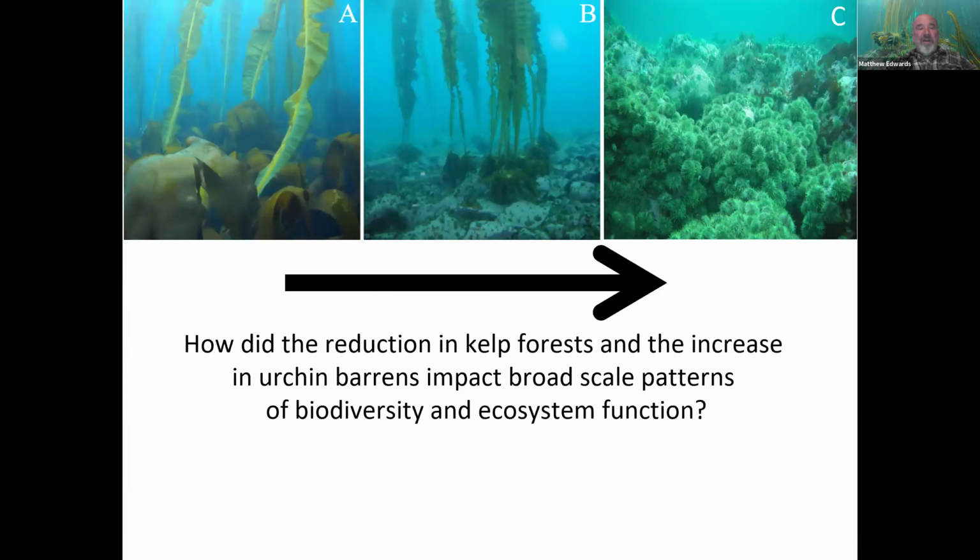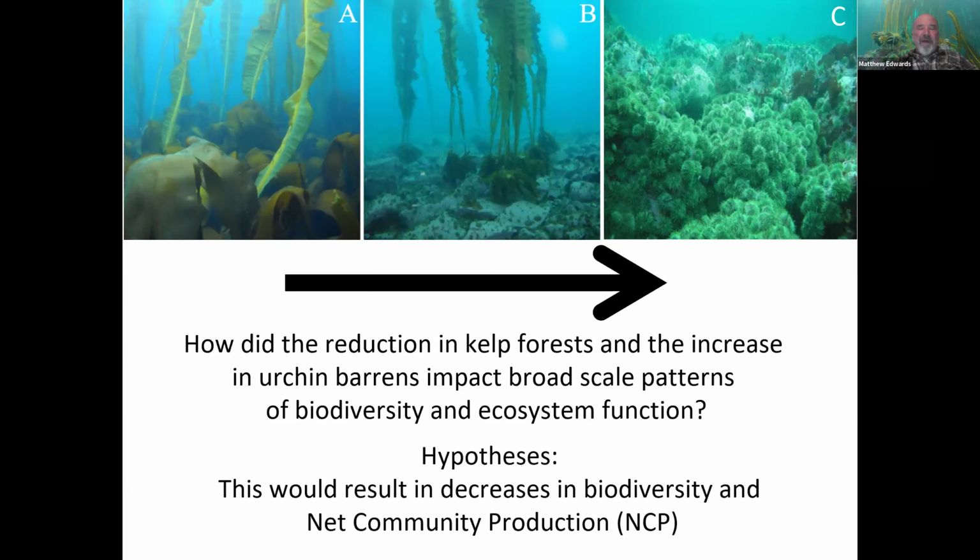And the urchin barrens have lots of urchins, few fleshy algae, and really high light because there's no shading going on. And so the hypothesis that we wrote into our NSF proposal was: how did the reduction of kelp forests and the increase in urchin barrens impact broad-scale patterns of biodiversity and ecosystem function? In particular, we hypothesized it would result in a decrease in biodiversity and net community production. The biodiversity we saw, there was still biodiversity there, but it changed the players that were there and how they were associating with the ecosystem.